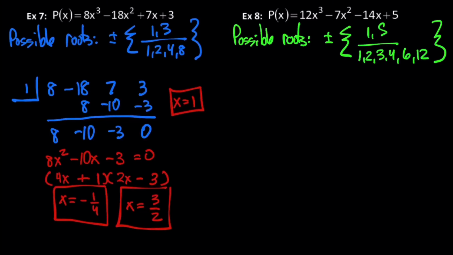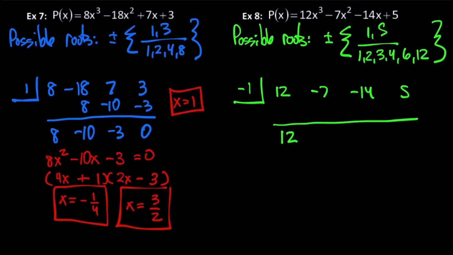Well, let's add these up. 12 minus 7 is 5. 5 minus 14 is negative 9, plus 5. So that does not equal 0. So basically, you know that's not a root. I'm not going to try a 1. All right, so usually what I would do next is go to negative 1. I like to try the smaller numbers first. Coefficients, I've got a 12, a negative 7, a negative 14, and a 5.